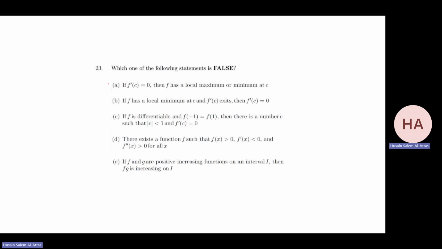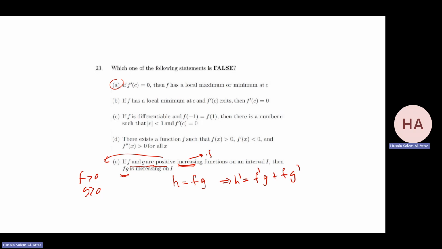I will do it backward, because this is my answer. If f and g are positive increasing functions, then fg is increasing. How to check a function is increasing? I have the function f times g. I need to check its h prime. h prime will be f prime g plus f g prime. It says f and g are positive. What's the meaning of this? That means f positive, g positive. When it says f and g are increasing, that means f prime positive and g prime positive. So this is positive, this is positive, for sure this is positive. So the function is increasing.